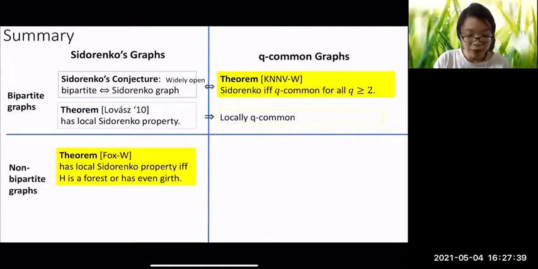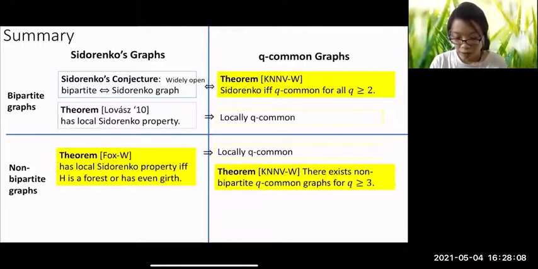And in the non-bipartite graphs case, also for local minimizers, we showed a graph has the local Sidorenko property if and only if it is a forest or has even girth. Similarly, this shows that if a graph is a forest or has even girth, then this graph is locally Q-common. And when we're not talking about locally Q-common, we showed for any Q at least 3, there exist non-bipartite Q-common graphs.